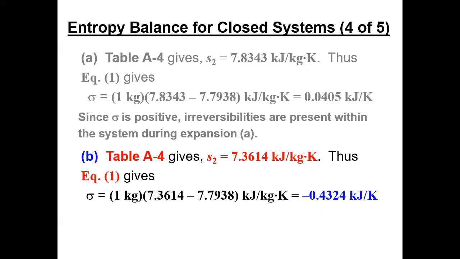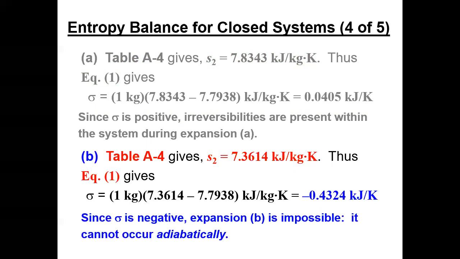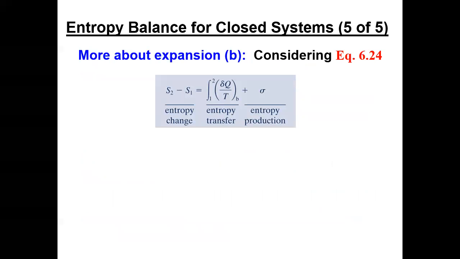Okay, now he's going to drag this out a little bit on the next slide or two, but since sigma is negative, expansion B is impossible. It cannot occur adiabatically. So for this to occur, the entropy has to decrease. What would it take for entropy to decrease? Heat would have to be lost from the mass, right? So the only way this can happen is if we have heat lost from that mass to the surroundings. And that's what he's going to talk about here.